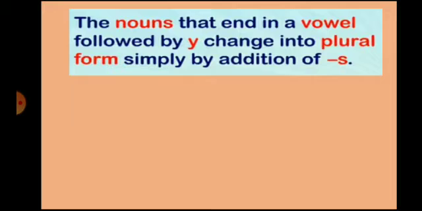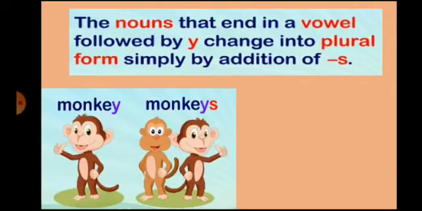Now children, there are two rules for the nouns ending with Y. What are those? For the first, we have seen if there is Y at the end and it is followed by a consonant, what will we do? Y cut and IES. But if the noun ends in a vowel followed by Y, it changes into plural form simply by adding S. So here we will not cut Y and add IES, but it will take only S.